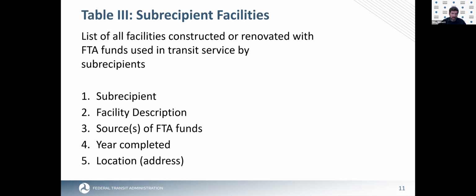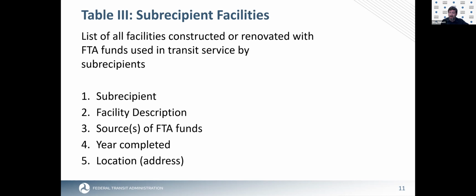If you are an FTA recipient who has sub-recipients, you essentially stand in the shoes of these sub-recipients in terms of their compliance. So this really triggers an oversight responsibility for you as the recipient. So in many ways, this triennial review is extending not just to your organization, but any sub-recipients you might have. That's why we're asking for this similar facility information, specific though to your sub-recipient.